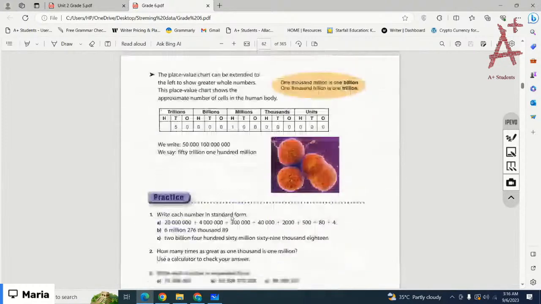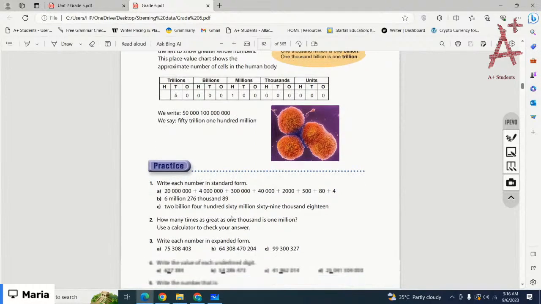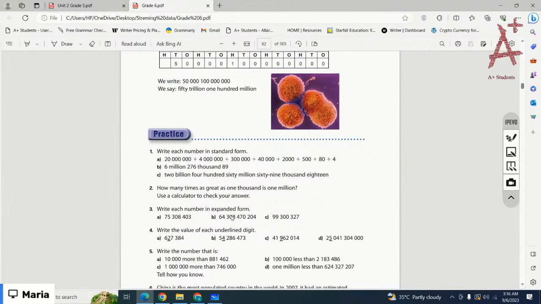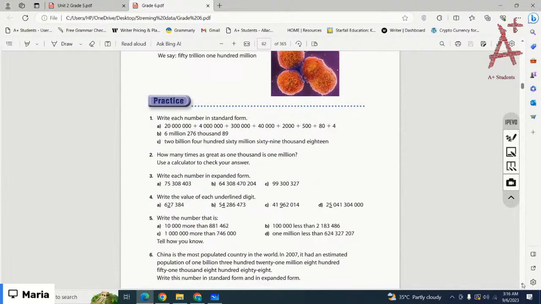1,000 millions make 1 billion, and 1,000 billions make 1 trillion. Okay, let's start with the practice questions. Write each number in standard form.